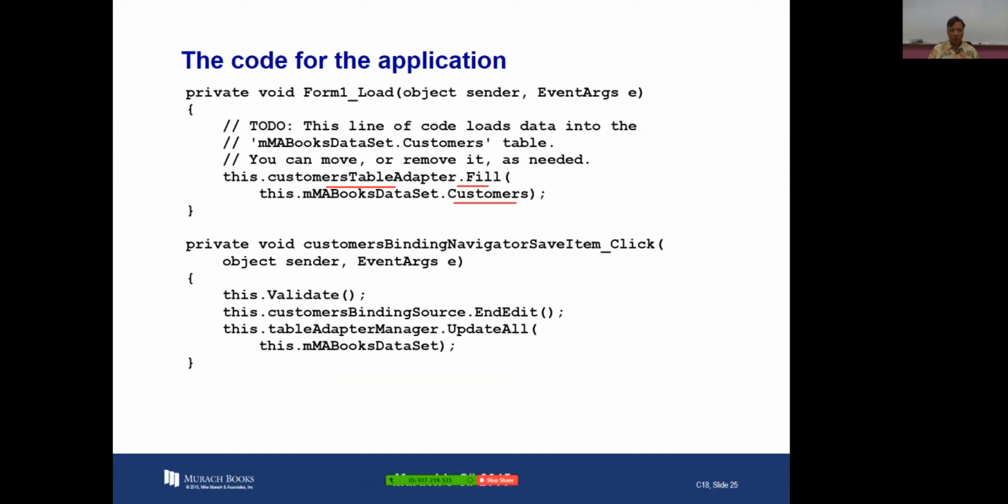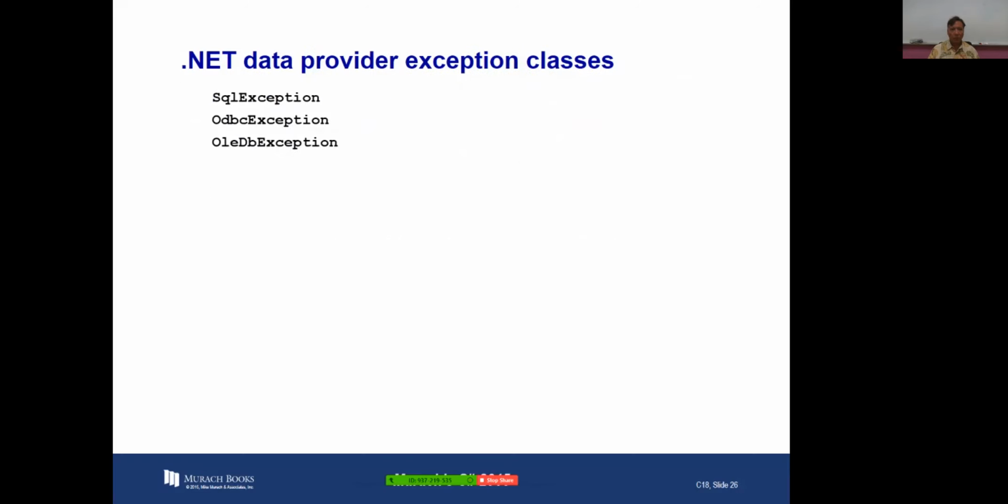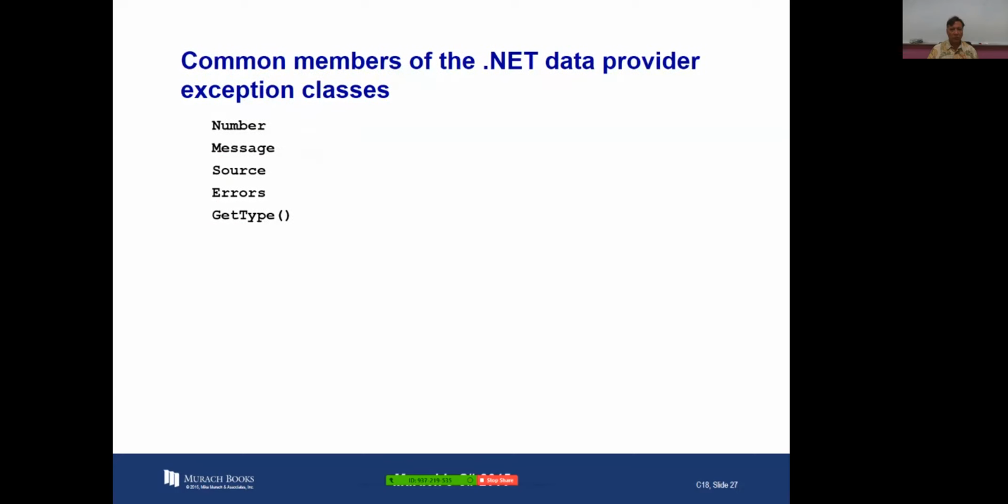And this is the binding navigator system save item click. When we've made an update and we save, this is the code that executes. Okay, there's exceptions that we want to be able to handle using try catch. There's SQL exception, if we try to do something to the database that's not right, and there's these other exceptions. These are .NET Provider exception classes.